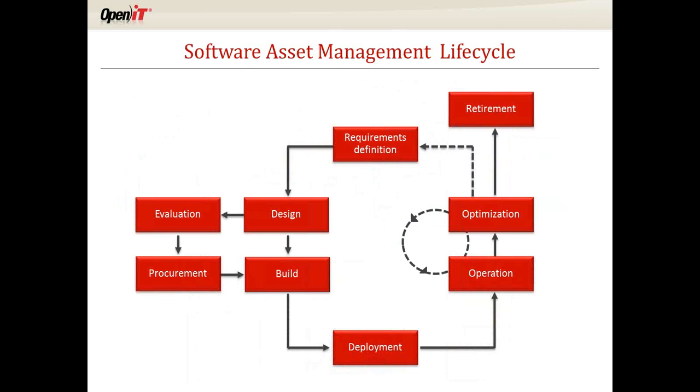This is a really high-level example of the life cycle of software asset management. Of course, your organization will define requirements, go through an evaluation period, buy it, and it'll get implemented. And then where we fit in is once the tool is operational, how do we optimize that and how do we make sure that we're maintaining it?